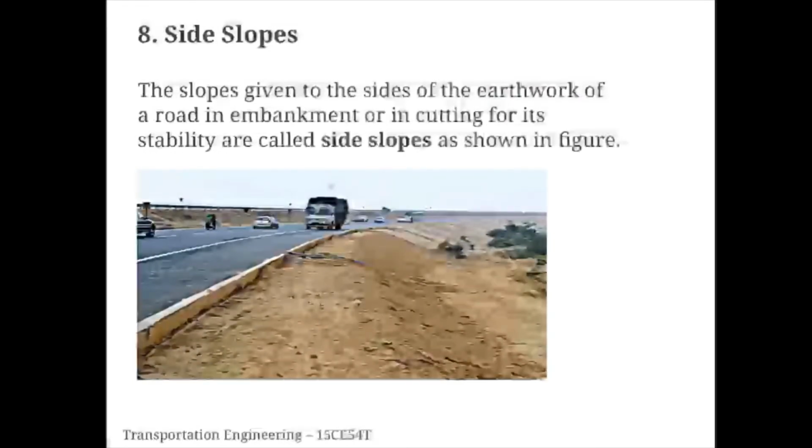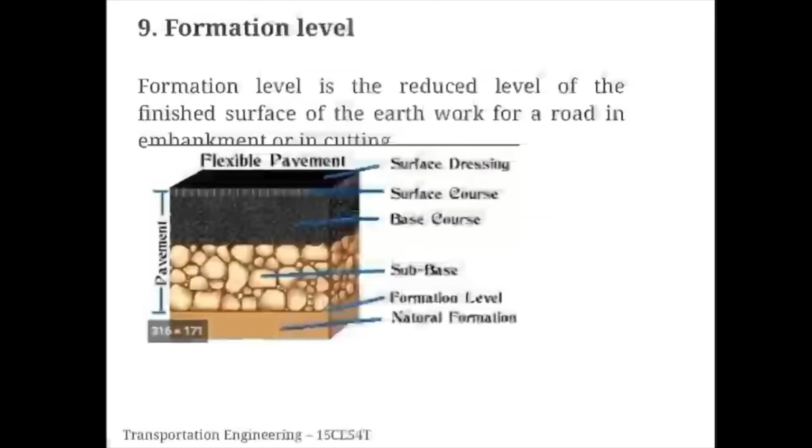Side slopes. The slopes given to the sides of the earthwork of road in embankment or in footing for its stability are called side slopes. Formation level is the reduced level of the finished surface of the earthwork for a road in embankment or in cutting.